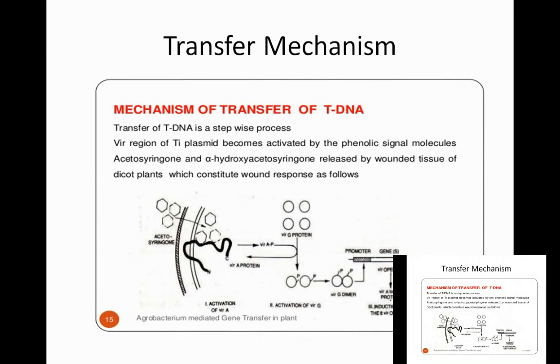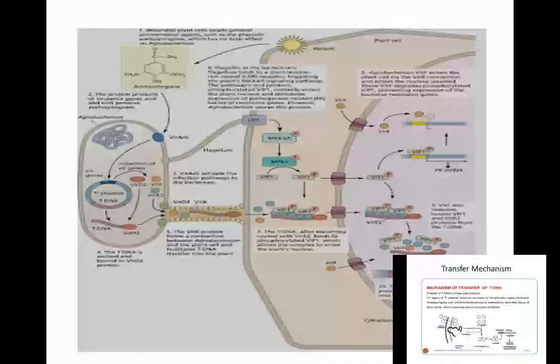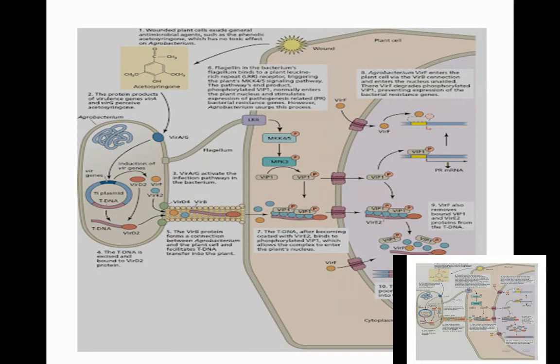So you can see here how acetosyringone produced from the wounded site area of plants activates Vir A, Vir A activates Vir G, and Vir G activates other Vir proteins. This is the whole mechanism in detail, and you can see between the bacteria and plant cells the Vir B channel through which tDNA is transferring.